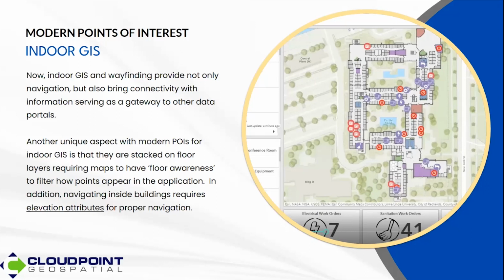And uniquely, with indoor GIS, the thing about points of interest is they have to be floor aware. We need this floor awareness so we don't have all of these points stacked on top of each other, especially in a multi-floor environment. So that's something we're going to touch on today. In addition to navigating throughout the building, it's very important that we have elevation attributes associated with our points of interest, or at a minimum, the floor ID or level ID associated with those points of interest. We'll get into that a little bit more, but particularly elevation is key when we talk about points of interest for indoor GIS.